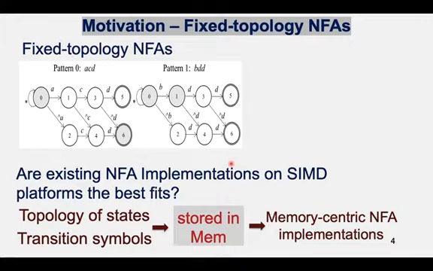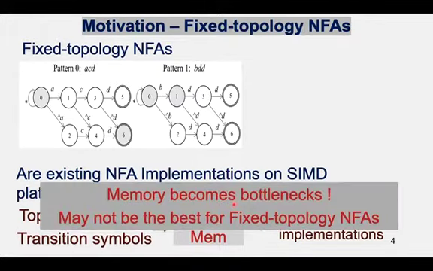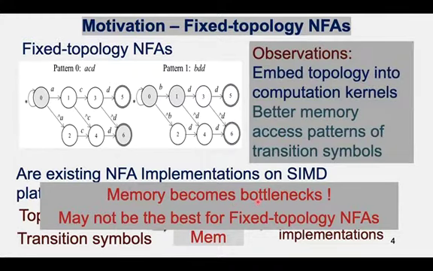So most of the existing implementations store topology of states and transition symbols both in memory. This leads to a memory-centric NFA implementation. Actually, we found out that these are not the best for fixed topology NFAs because memory becomes a bottleneck soon. Based on our 2 observations, we think that there is a better solution. The first one is we can embed topology into computational kernels since all the topologies are the same. The second is we can organize transition symbols for better memory access patterns for all of these NFAs.